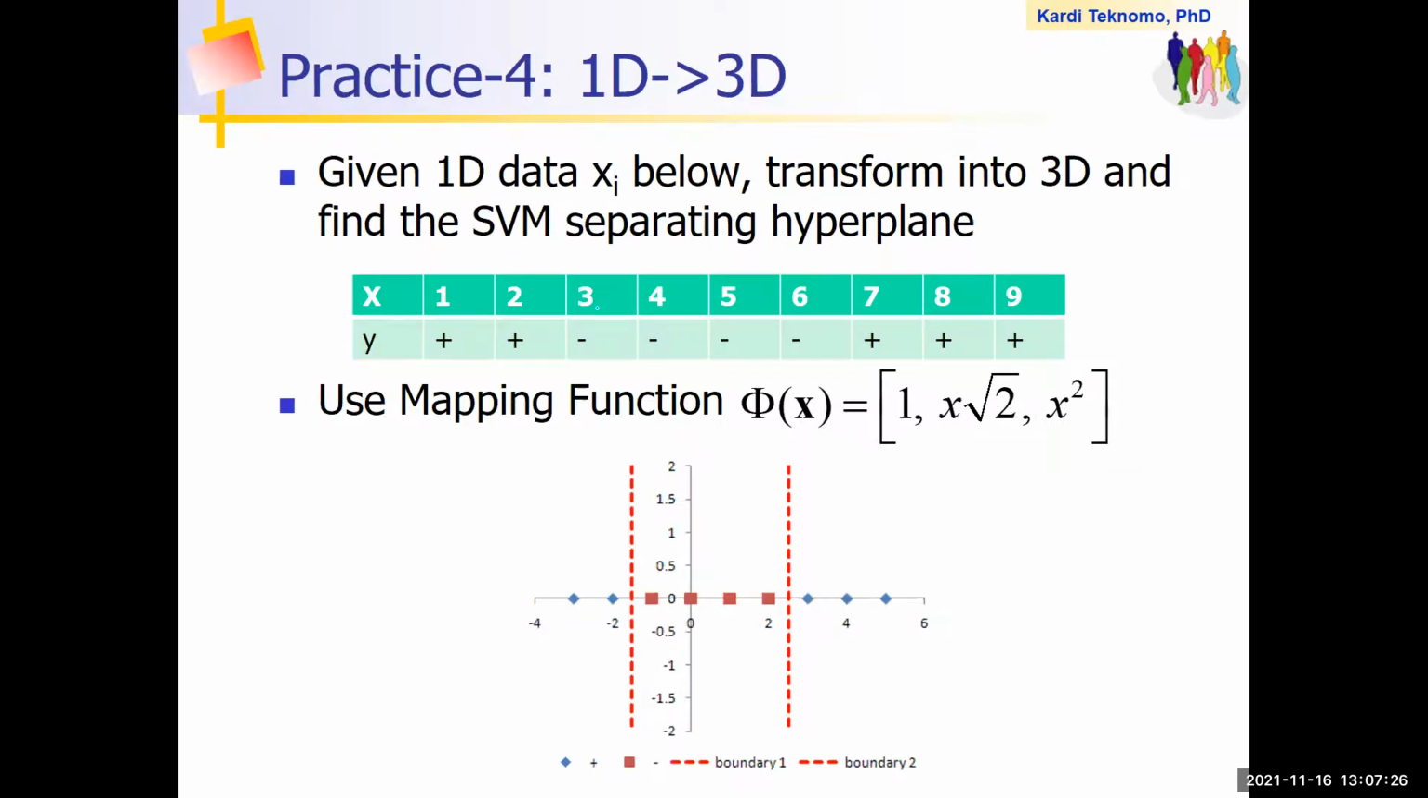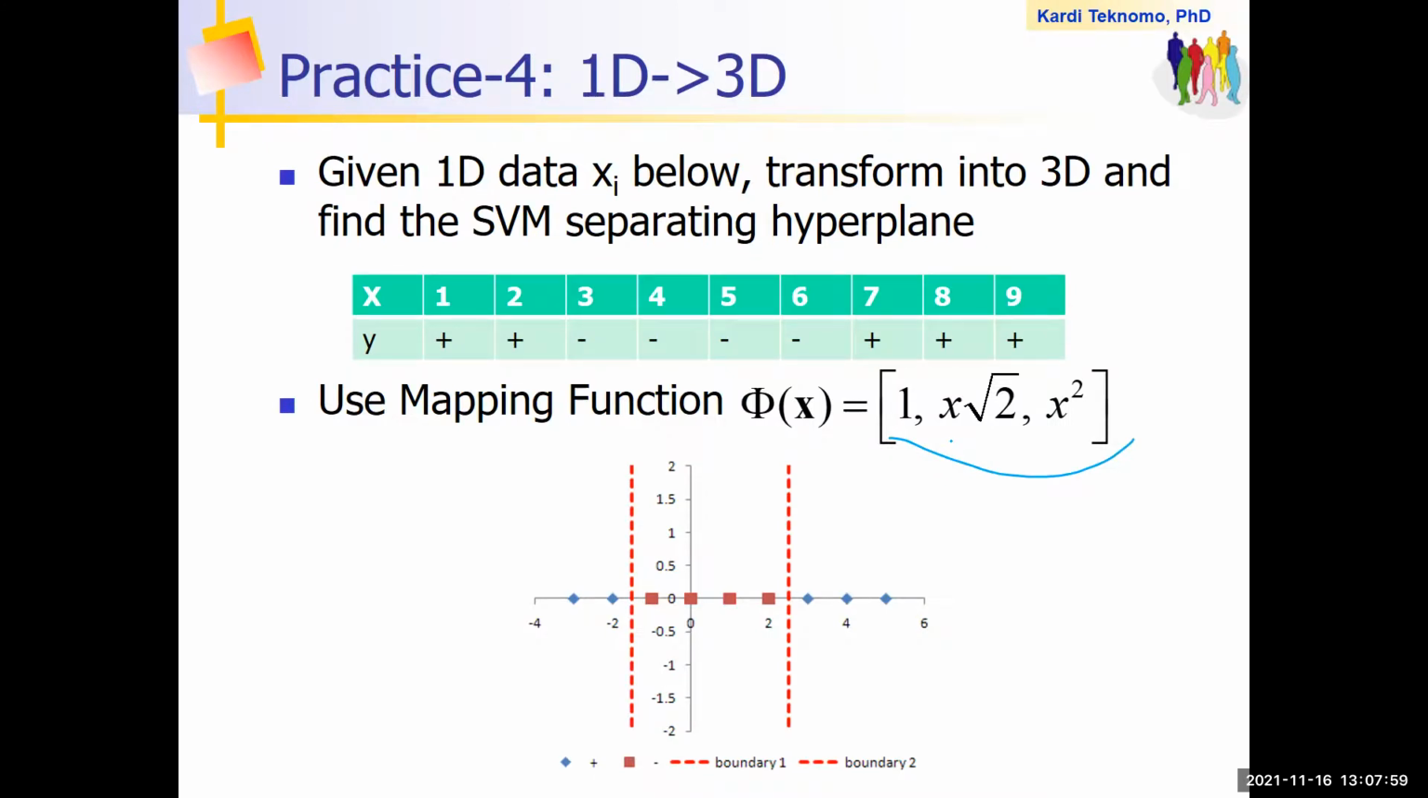So this is another example. Suppose you have this data. This is the X, 1 to 9, and the Y is just positive and negative. Remember, it's binary. Then we use the mapping function. This is the mapping function. How do you get this mapping function? We already explained this one.